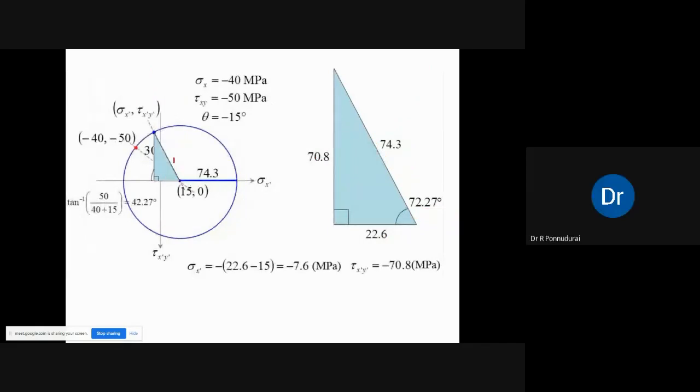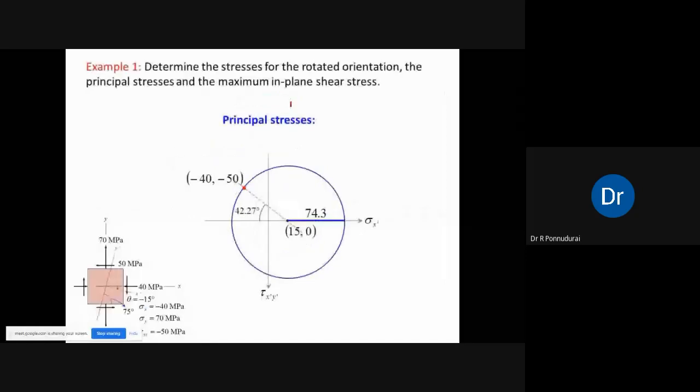So you can calculate this quadrant value, sigma x dash, tau x dash value. So that is the answer. When we rotate the element 15 degree clockwise, what will be the state of stress? Same in case you are asked to find the stresses for rotated orientation, principal stresses and in plane maximum shear stress, you can make use of this same statement.